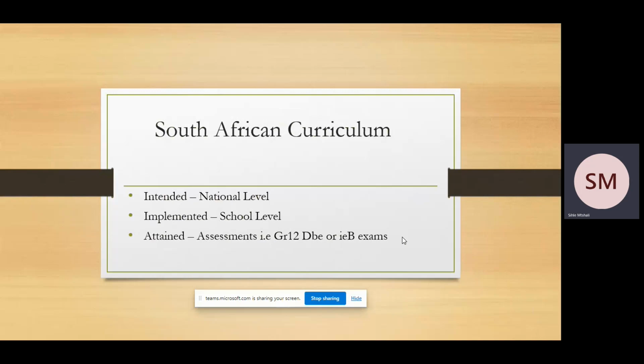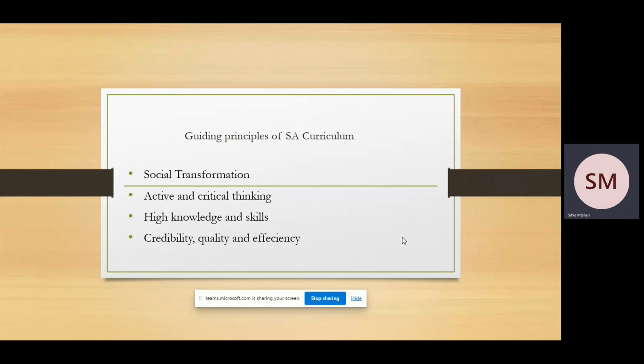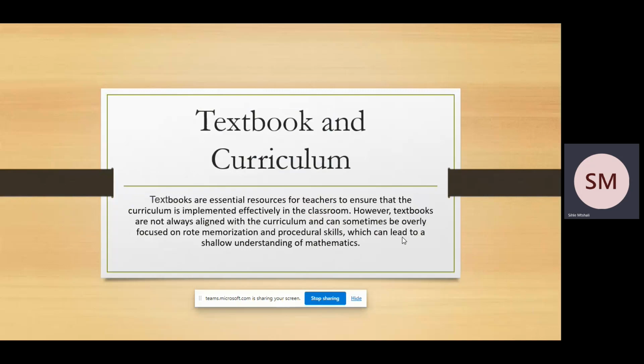And when we talk of the attained curriculum, it's when we do assessments, for instance, the matric exams, where we check whether the students have achieved the goal of the intended curriculum, and this is only results based. And according to the guiding principles of the South African curriculum, it was designed for social transformation and for active and critical thinking, and high knowledge and skills, credibility, quality, and efficiency.